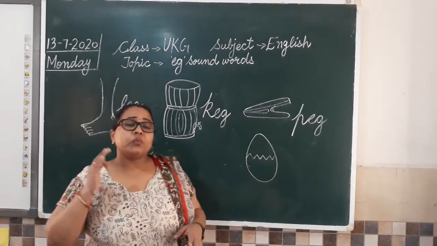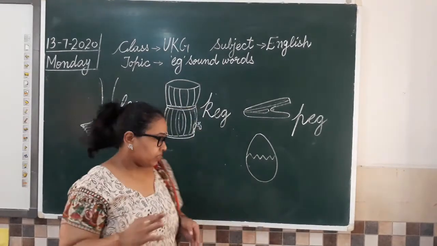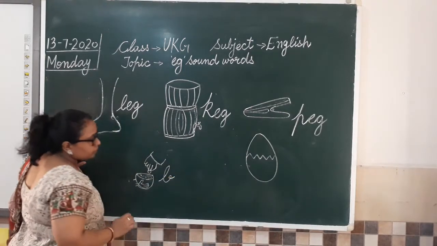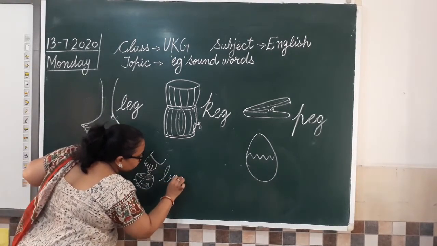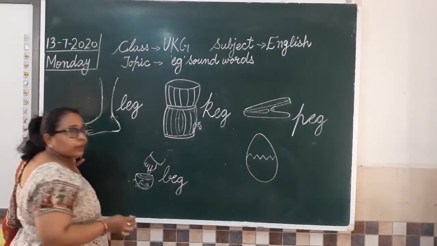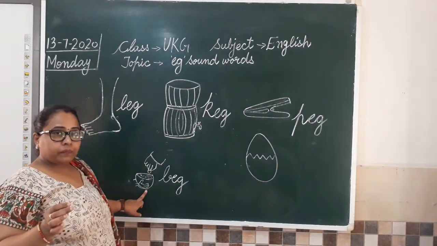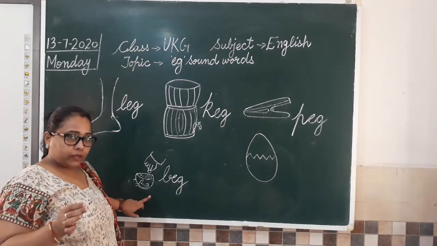B. Which alphabet are we going to write for sound B? B. Yes. So which alphabet? B. B is mixed with egg sound. Egg. And it becomes beg. B, egg, beg. Clear all? B, egg, beg.